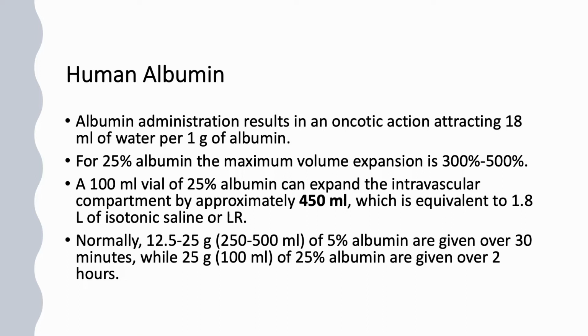Normally, we give 5% albumin, 12.5 to 25 grams, and this is done over 30 minutes. Many times, especially in dialysis and liver cirrhosis after paracentesis, we give 25 grams of albumin. This comes in a 100 ml vial, and it's 25% albumin, so out of 100 ml is going to be 25 grams, and we give it over 2 hours.